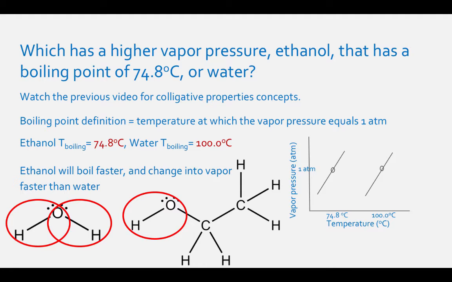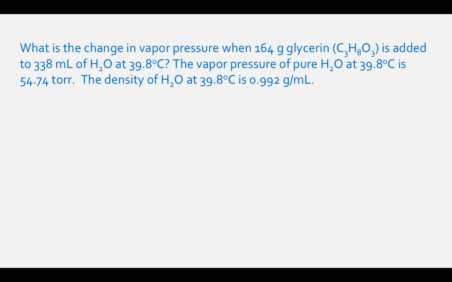What is the change in vapor pressure when 164 grams of glycerin, C3H8O3, is added to 338 milliliters of H2O at 39.8 degrees Celsius? The vapor pressure of pure H2O at 39.8 degrees Celsius is 54.74 torr. The density of H2O at 39.8 degrees Celsius is 0.992 grams per milliliter.